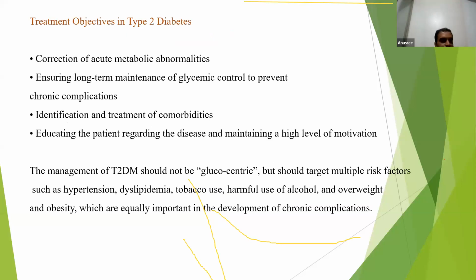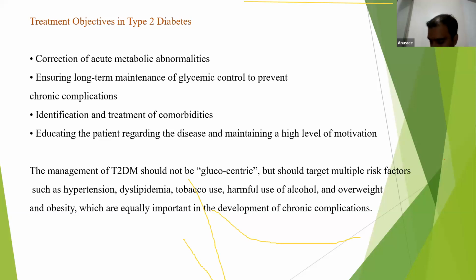What should be our aim? Our aim should be to correct the metabolic problem associated with hyperglycemia and ensure normoglycemia as much as possible, and identification and treatment of comorbidities at the earliest. And the patient should be educated each and every time when you get an opportunity. Treatment of diabetes is always glucose-centric, but it should not be like that.